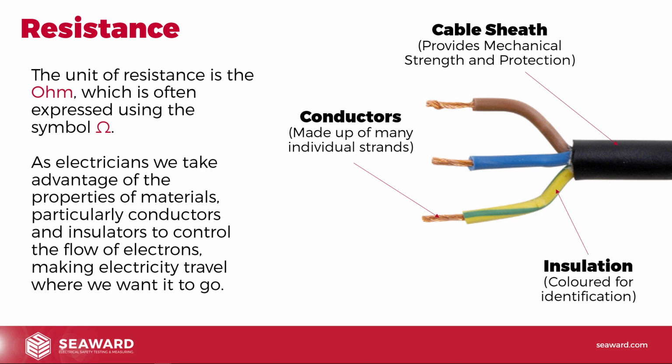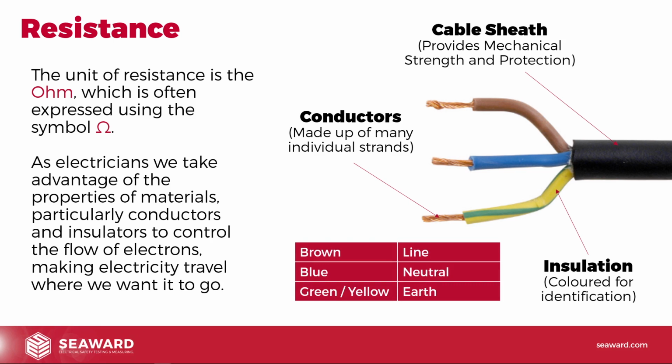Maybe you've heard of twin and earth cable. Twin and earth cable is meant for fixed wiring, so it has solid conductors in there. They're not made to bend. Whereas flexible cable is made to bend, so we make it up of a lot of little strands, which makes it easier for that cable to bend.